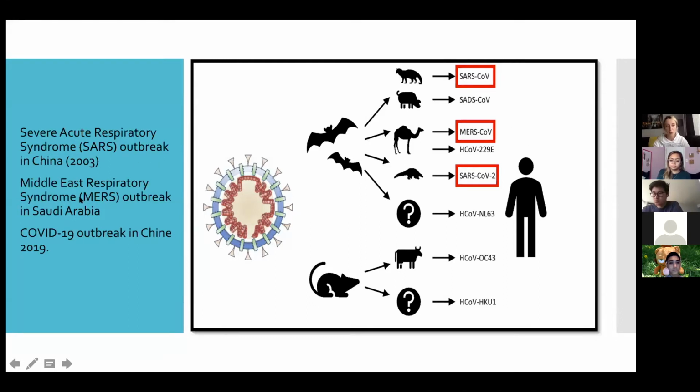The second outbreak was in 2012. I'll double check. It was the Middle East Respiratory Syndrome, MERS, outbreak in Saudi Arabia, and it came from the camel, the intermediate host. The virus originated in bats, but then was transmitted to camels and from camels to human beings. And here we go, the COVID-19 outbreak originated in bats, and there is no study to confirm this, but scientists theorize it was transmitted through an intermediate host, the pangolin, and then to human beings.